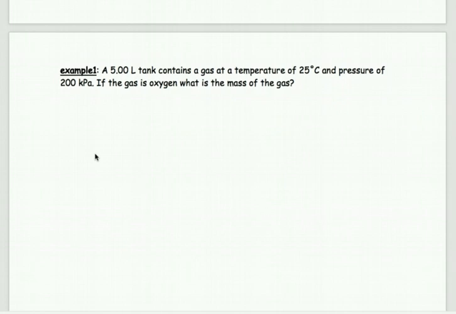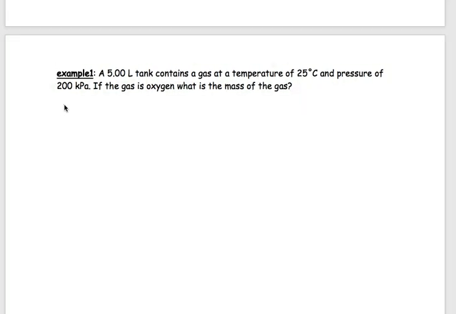Okay, so we have a 5-liter tank of gas at a temperature of 25 degrees and a pressure of 200 kilopascals. So if the gas is oxygen, what is the mass of the gas? Okay, so let's write down all the information that we're given here. So we know it's oxygen. All right, so we have 5 liters of oxygen, or the tank is 5 liters. So I guess we could say the volume of the tank is 5 liters.